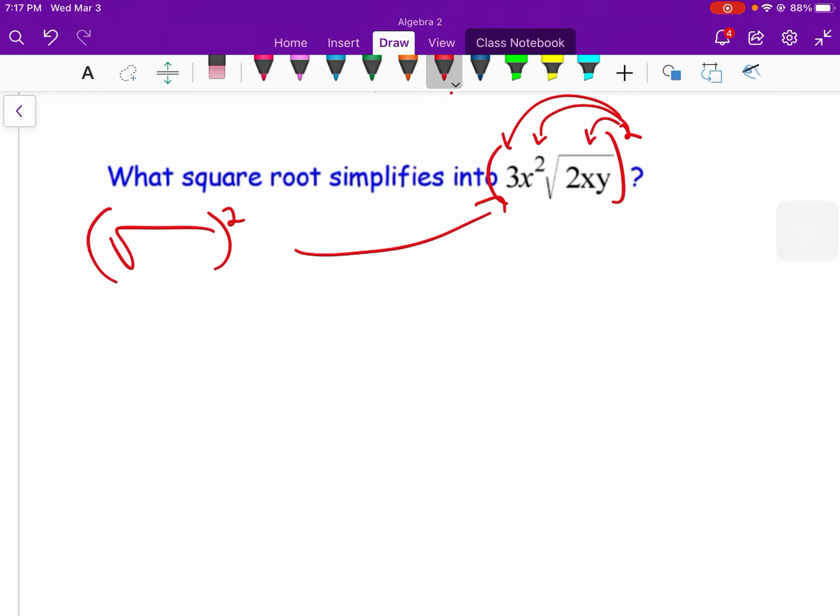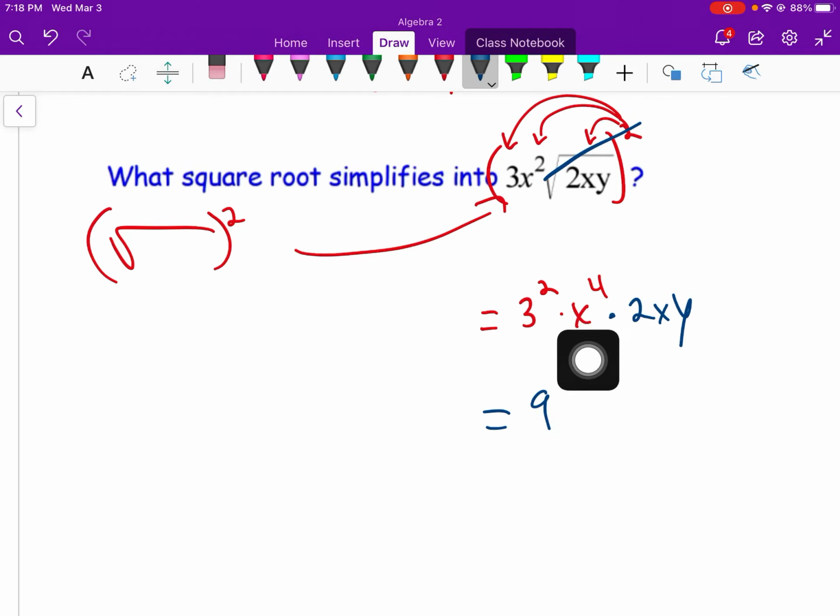This is a product here, so we're going to want to go to each piece. So this would be 3 squared times x to the fourth times, well, square root and squared are inverses, so all that's left is times 2xy. So 3 squared is 9. We have a same base here, x and x, so we add them. 4 plus this exponent would be 1, x to the fifth times y.